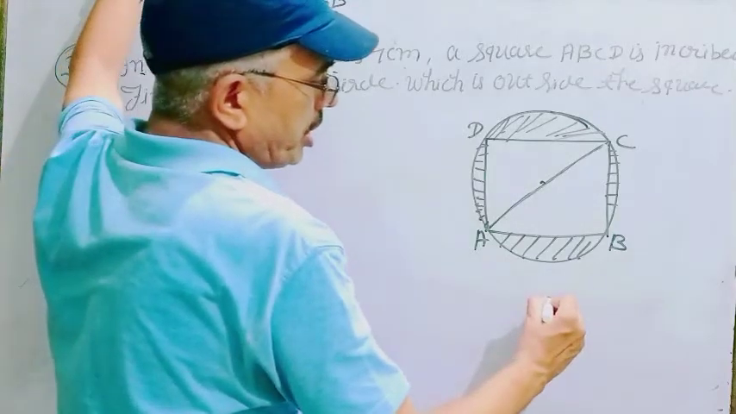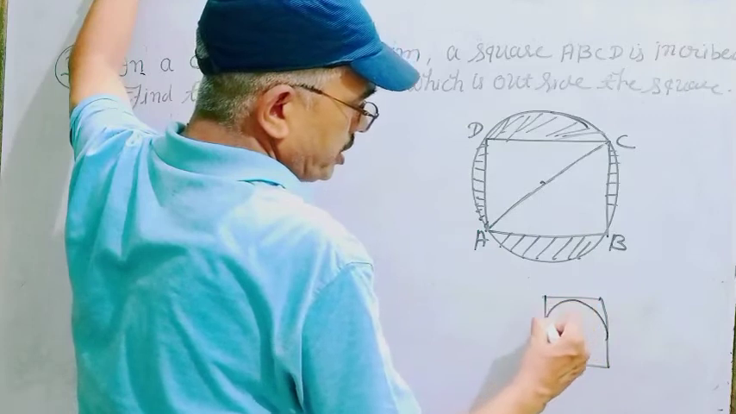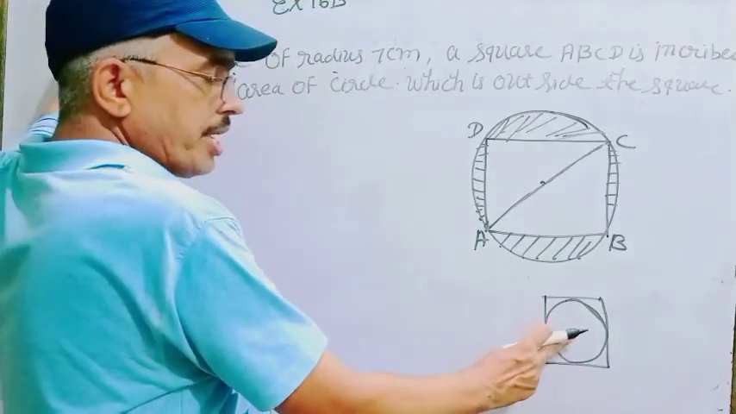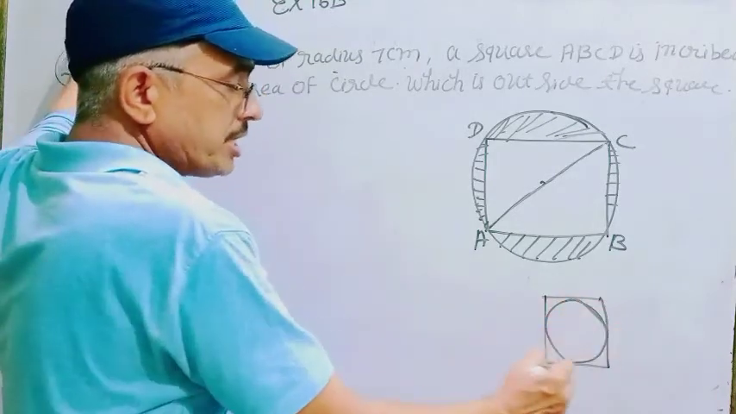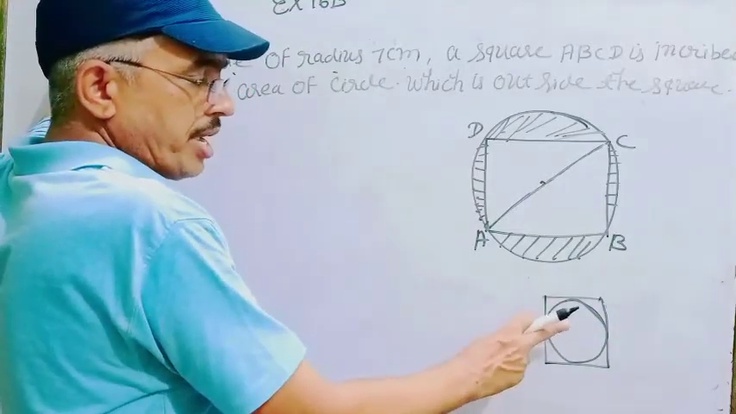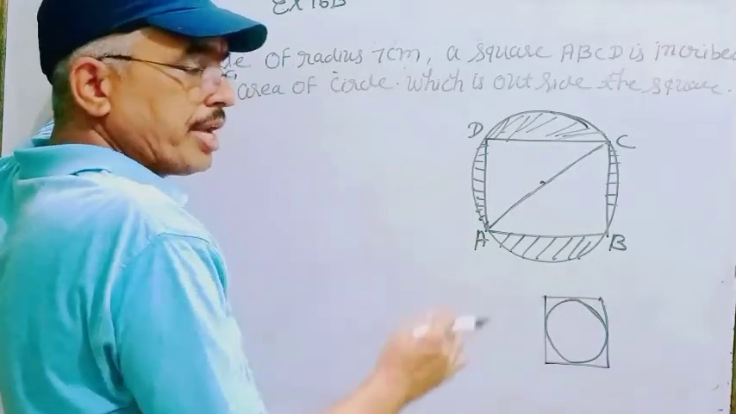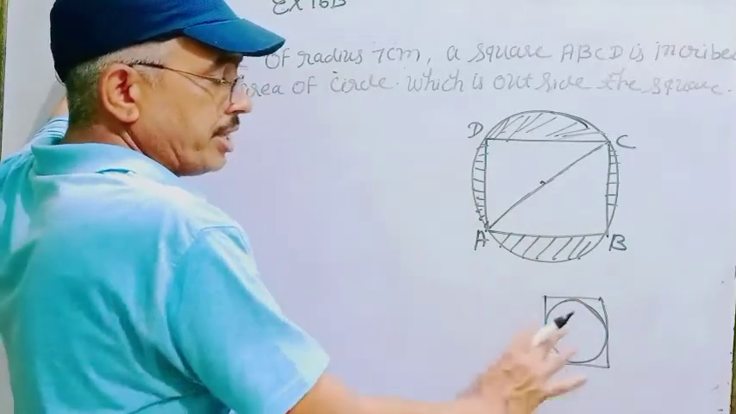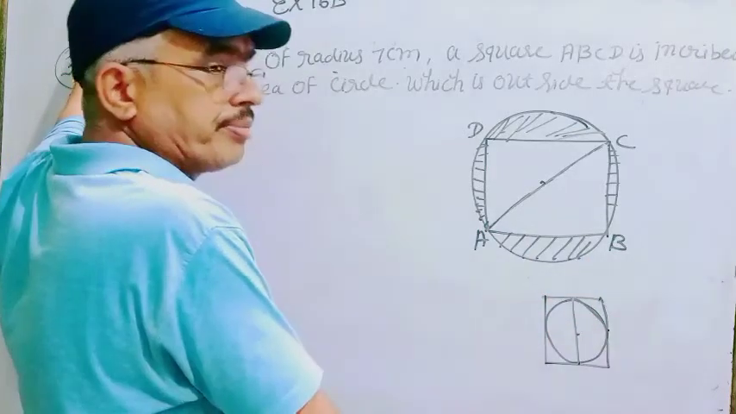But there is also this kind of question, like this is a square and a circle is inscribed in it. This is called a circle inscribed in a square. Otherwise, you can say a square is circumscribed about a circle. And then in that case the diameter is equal to the side of the square.